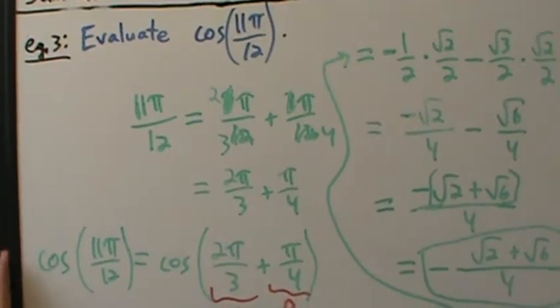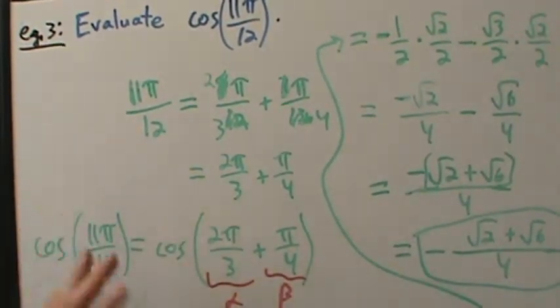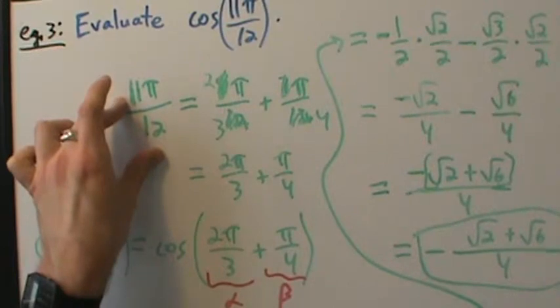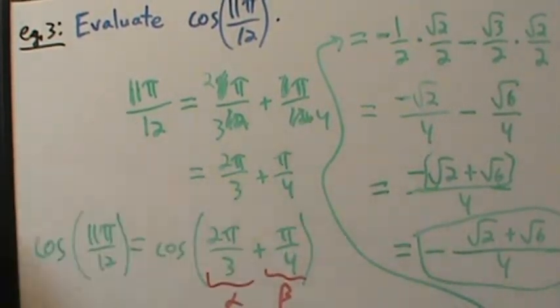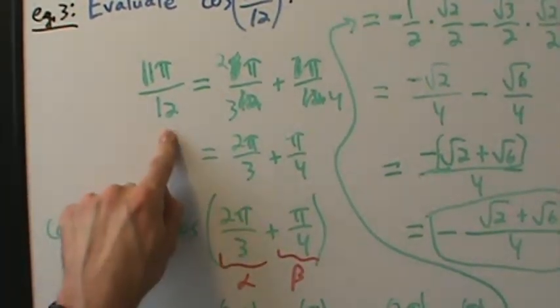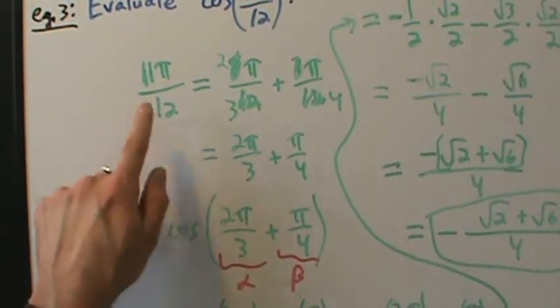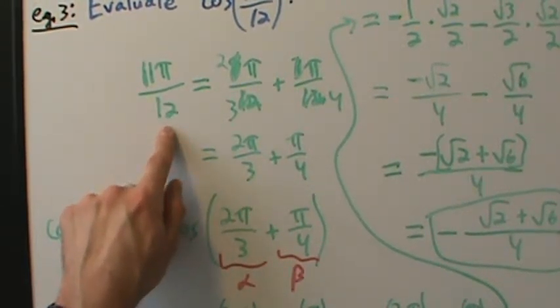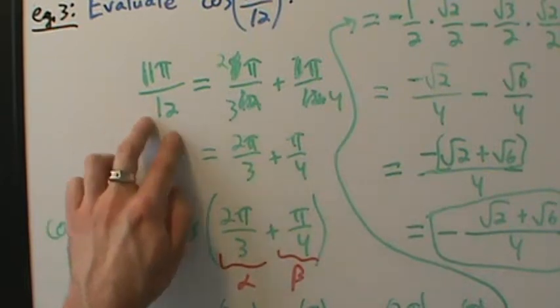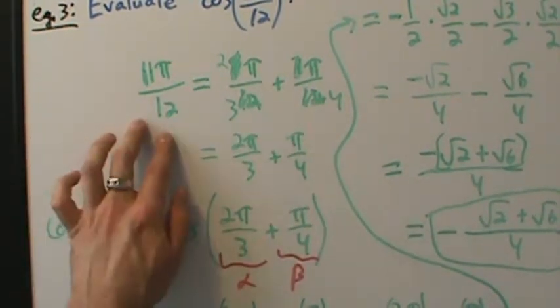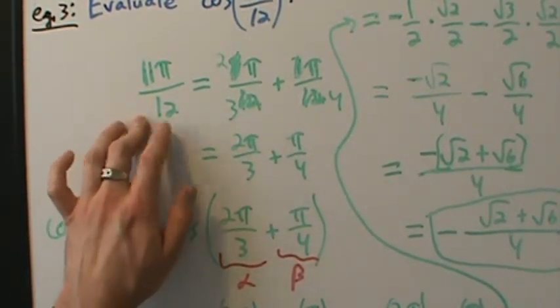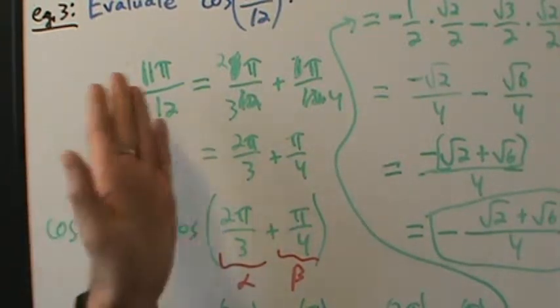And again, in the beginning, if it doesn't jump out at you how to split it up as a sum or difference of two special angles, just try a few things. If you see something over 12, you can think, okay, 12 is not the denominator in any special angle. But maybe if I can reduce that somehow to 6 or 4 or 3 or maybe even 2, usually 6 or 4 or 3, then we're in business and we can move forward.